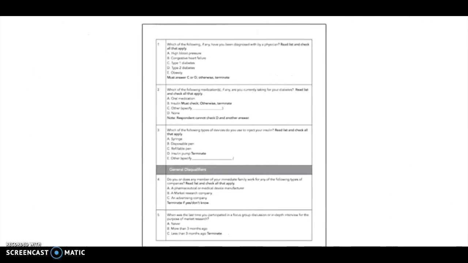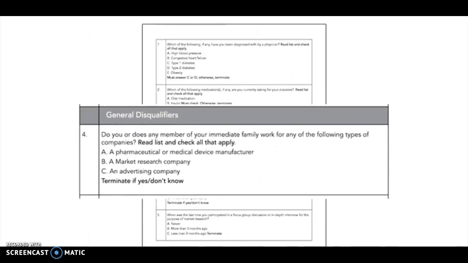The second section is the exclusion criteria, which looks to exclude anyone who might bias the results. It can be an advertising company, market, even a pharmaceutical, or maybe someone that knows more about the topic than an average person. Those ones might be excluded from the research.